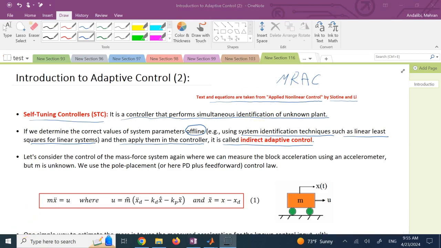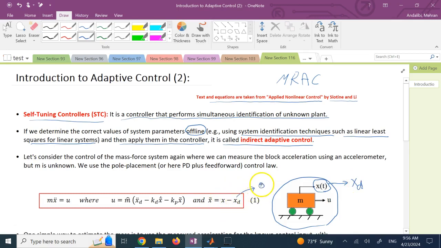So what would you do in this STC? To give you an example, again, let's focus on the simple example of a simple mass, and you can control the force applied to it through your control signal, and the goal is to make the position of this mass converge to some desired position xd, or the difference between them, x tilde, converge to zero.